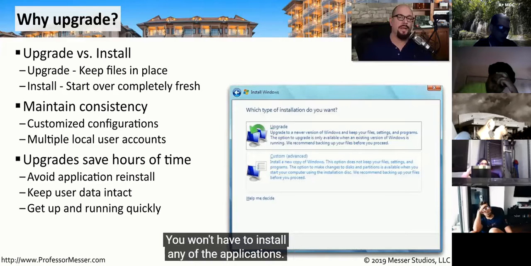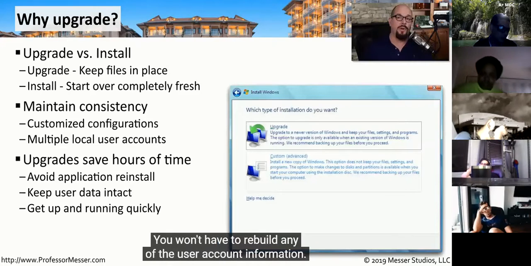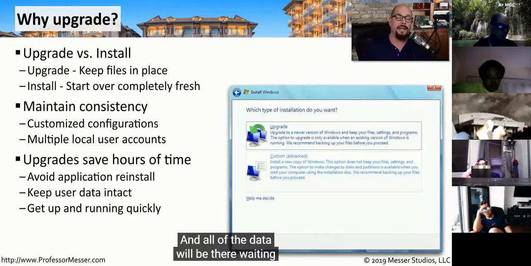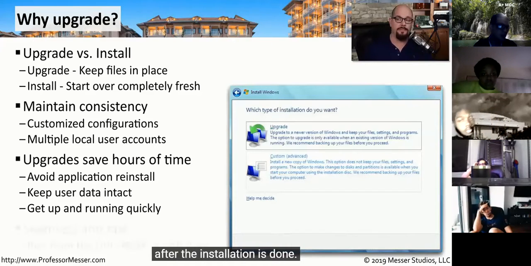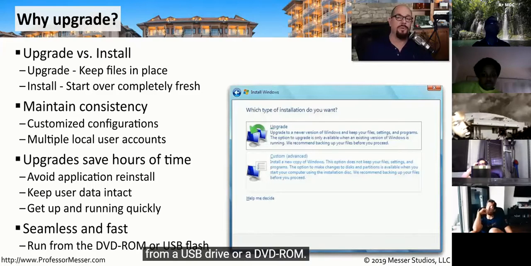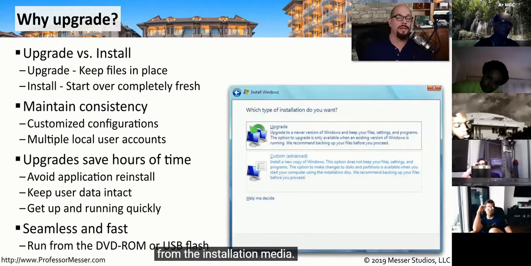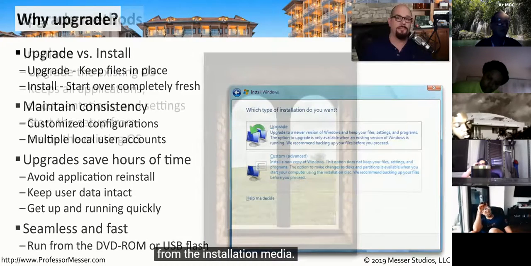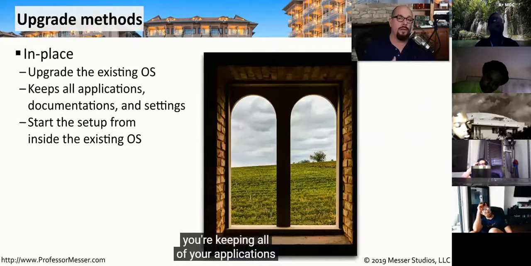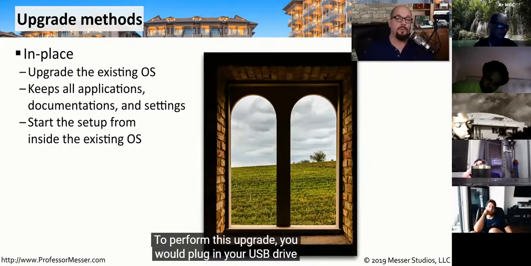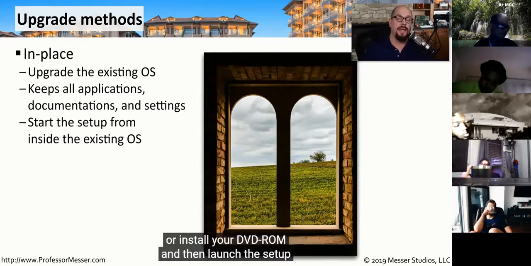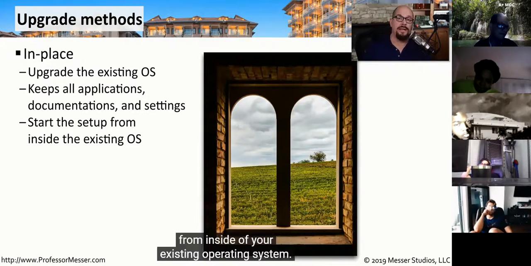You won't have to install any of the applications. You won't have to rebuild any of the user account information, and all of the data will be there waiting after the installation is done. This is something you can do very quickly from a USB drive or a DVD-ROM. You would simply run that upgrade directly from the installation media. If you are performing an in-place upgrade, you're keeping all of your applications and all of your documents in place. To perform this upgrade, you would plug in your USB drive or install your DVD-ROM and then launch the setup from inside your existing operating system.